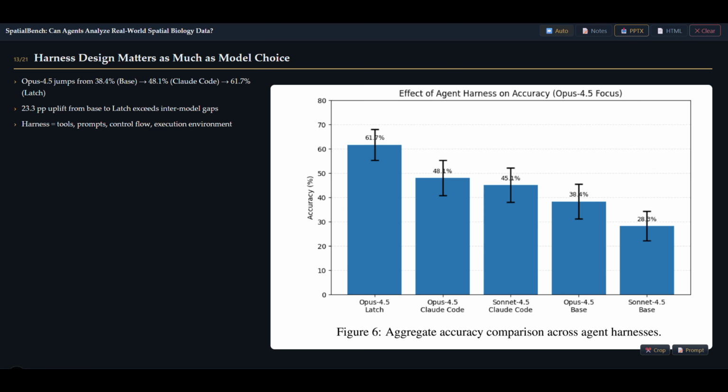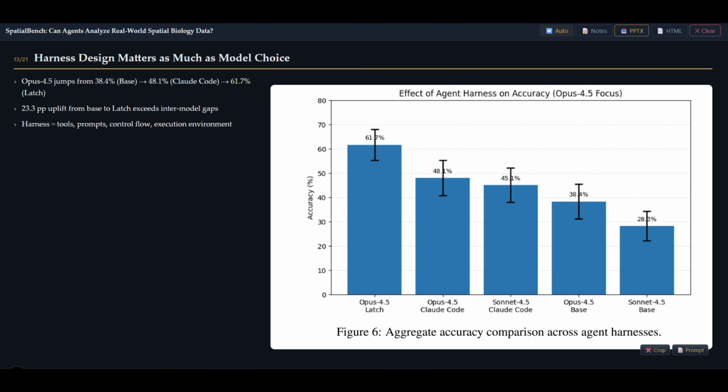This is perhaps the most surprising and practically important finding. The same base model, Opus 4.5, achieves 38.4% with the base mini SpatialBench harness, 48.1% with Claude Code, and 61.7% with the Latch harness. That 23.3 percentage point uplift from base to Latch is larger than the gap between any two base models. Even the Claude Code to Latch jump of 13.6 points exceeds the Opus Sonnet gap under Claude Code.